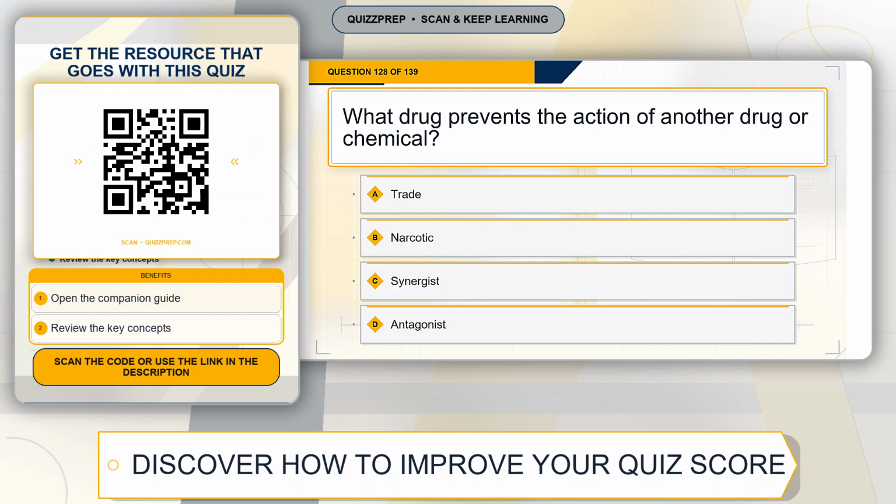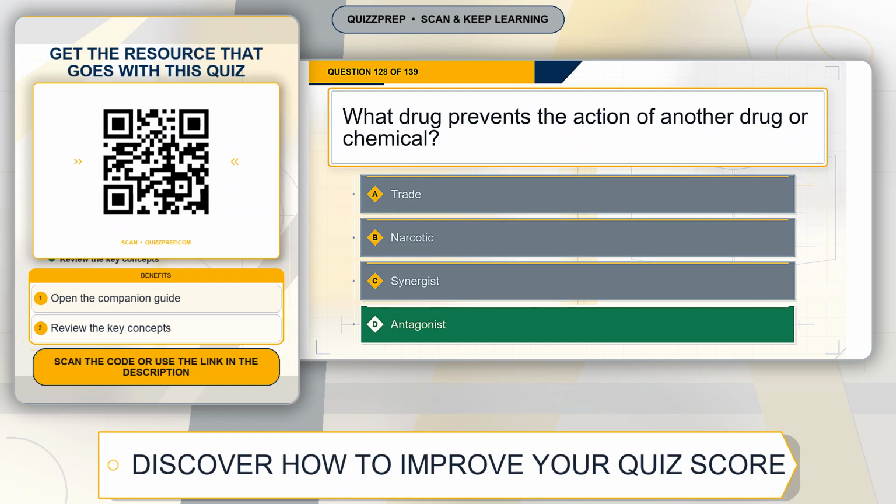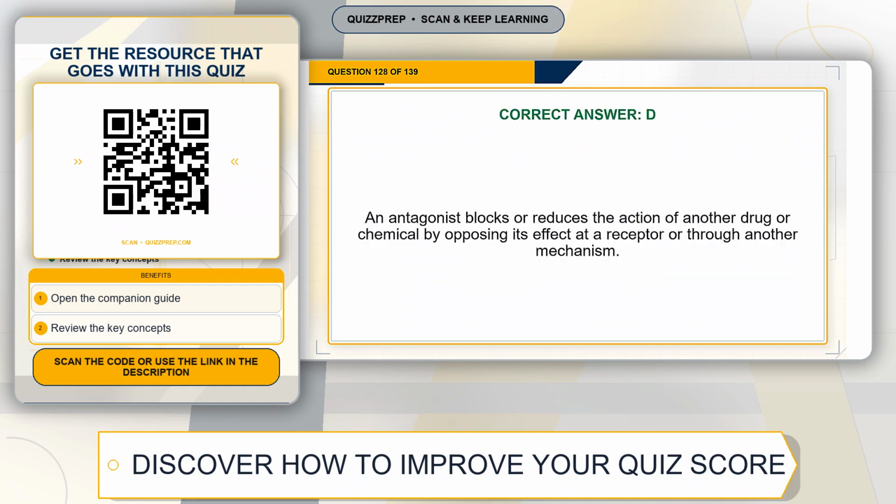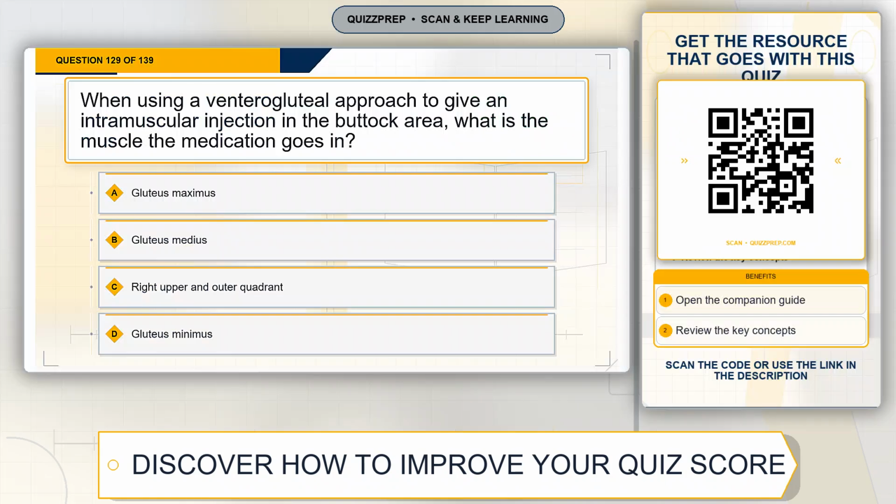Option B, narcotic. Option C, synergist. Option D, antagonist. The correct answer is option D, antagonist. Explanation. An antagonist blocks or reduces the action of another drug or chemical by opposing its effect at a receptor or through another mechanism.